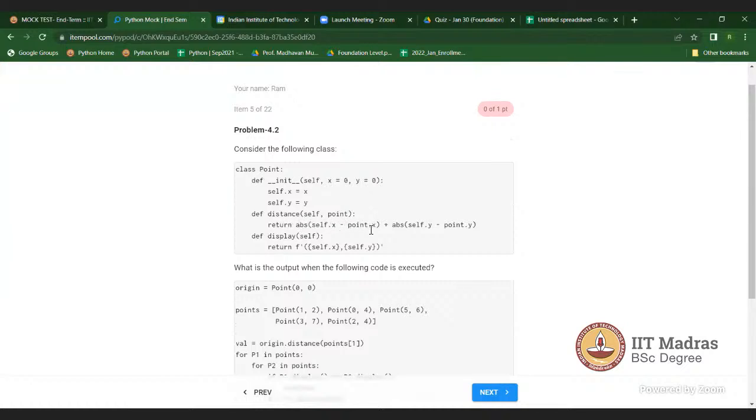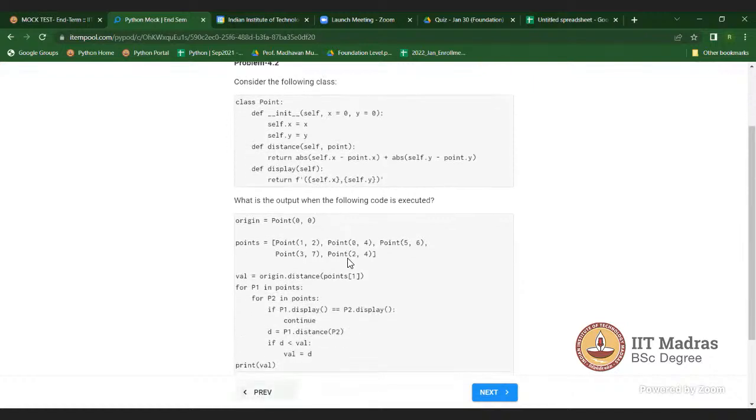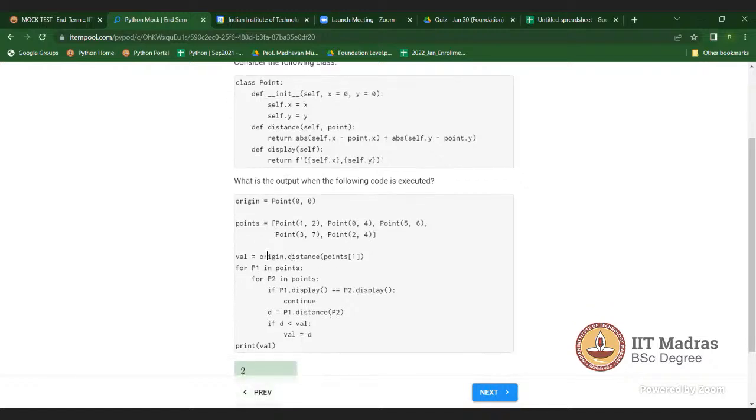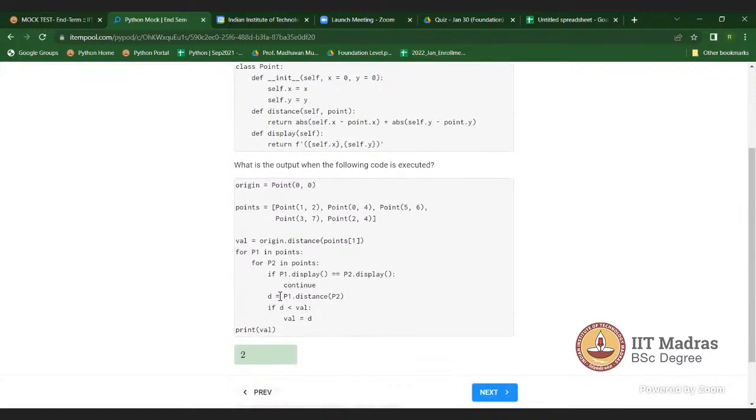Define absolute of cell products minus point x. Origin equals point O. Points equals, okay, we have defined some points. Val equals origin dot distance of points of 1. For P1 in points, for P2 in points, if P1 dot display equals P2 dot display, continue, which basically means we are checking whether the points are the same or not. Else d equals P1 dot distance of P2. If d is less than val, val equals d.